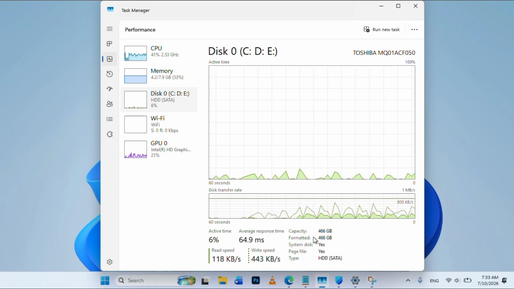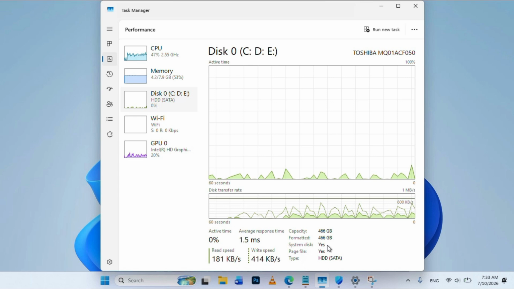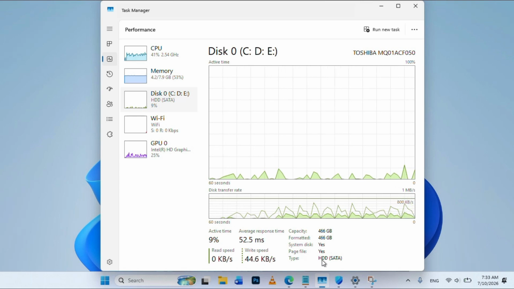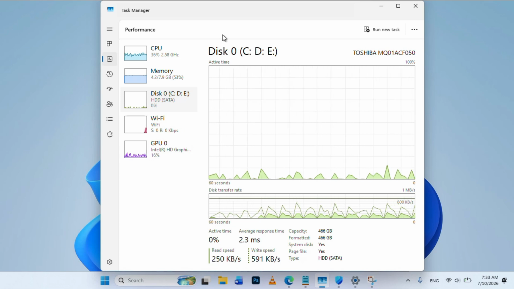And capacity shows the total storage size of the drive, and formatted shows the usable space after formatting. And system disk here indicates if the drive is hosting Windows. And page file usage shows if RAM overflow is being handled by disk paging.